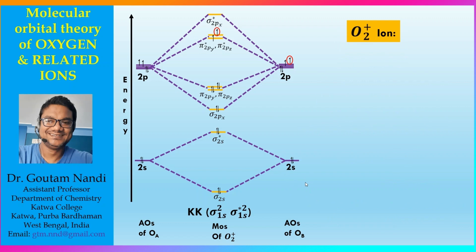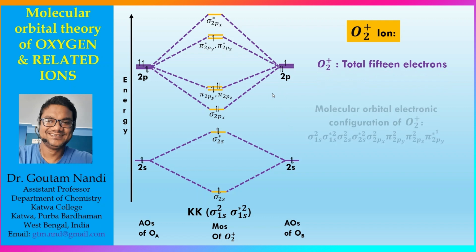Now let's try to draw the molecular orbital diagram for the O2 plus ion. Here one electron is removed from the O2 molecule and the O2 plus ion is generated. So let's say this electron was removed. There will be one electron short compared to the O2 molecule, and obviously in the MO diagram also one electron will be short. This one is removed. So now there will be a total of 15 electrons.